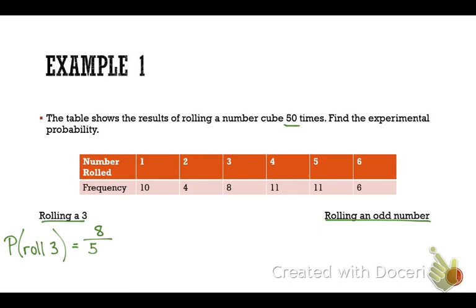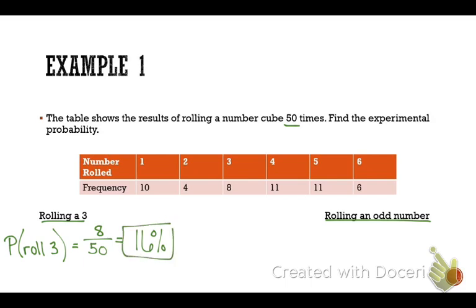Okay? All right, so now how could I convert that to a percentage? 8 over 50. You divide, 8 divided by 50. And then in your calculator, you see a decimal value. Could you go ahead and change that to a percentage? So what's it going to be as a percentage? 16%.